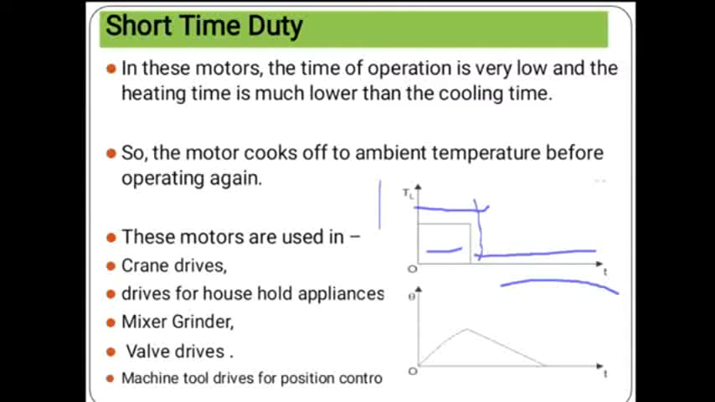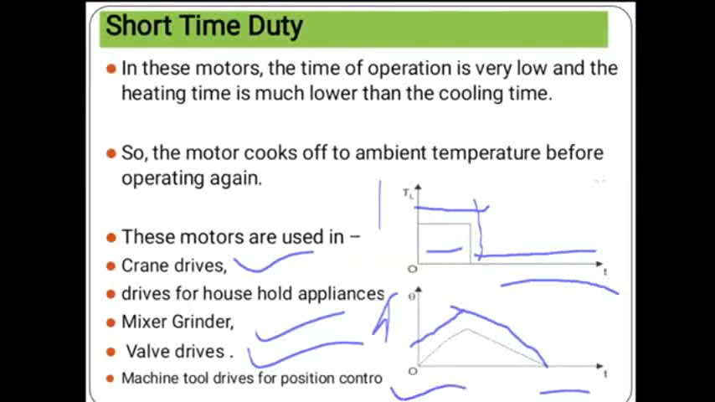The next graph is temperature versus time. In this graph you can also observe that the temperature rises gradually and after some time it goes down. This type of motor is used in crane drives, drives for household appliances, mixer grinders, valve drives, and machine tool drives for position control. So in short time duty cycles, the motors are used for a very short time period.